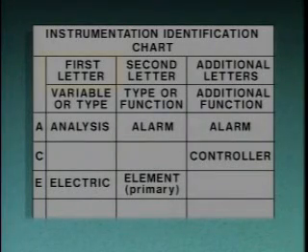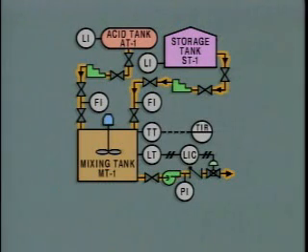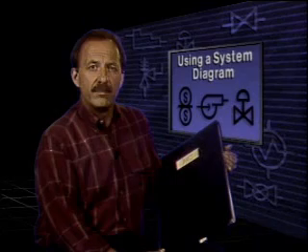In most cases, the first letter in the symbol designates the process variable associated with the symbol. Solid lines typically represent process piping or instrument connections to the process. Lines with slashes usually represent pneumatic signal lines, and dashed lines typically represent electrical signal lines.